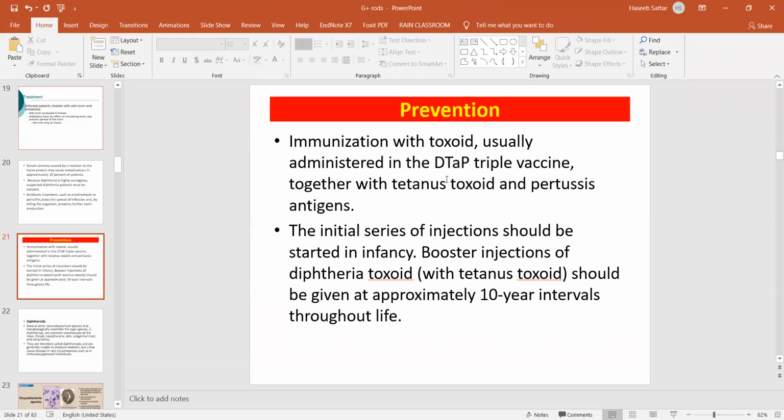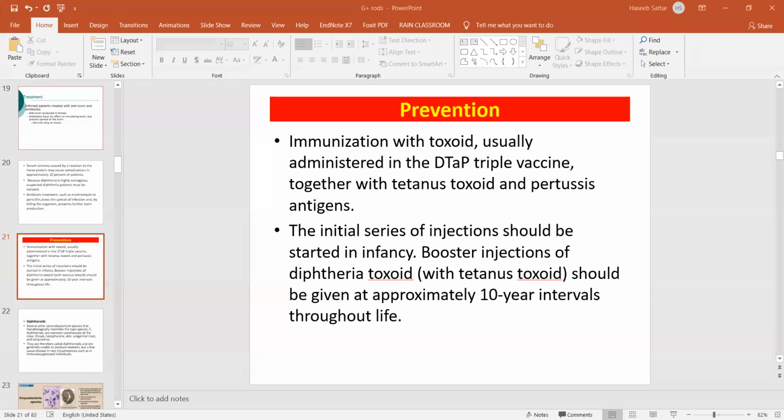The first DTaP injection is given within the first 2 years of life, starting in infancy, and then the booster dose is given after every 10 years. As I told you previously, this bacteria has been brought under control because every country has DTaP in their vaccination plan. So the chances of diphtheria are now very low.